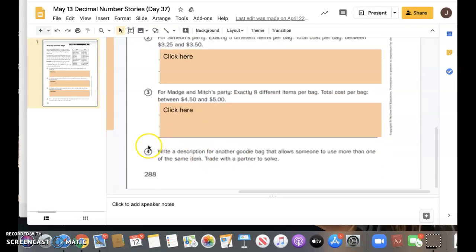For number 4, to me, that's more of a try this. So see what you can do with it. Talk to your parent about it. No need to write anything. I hope this helps.